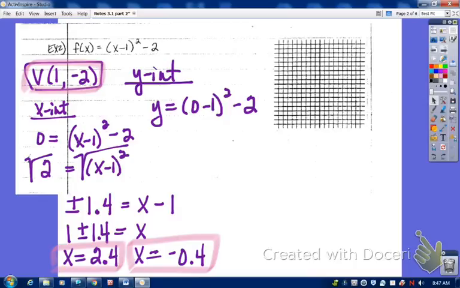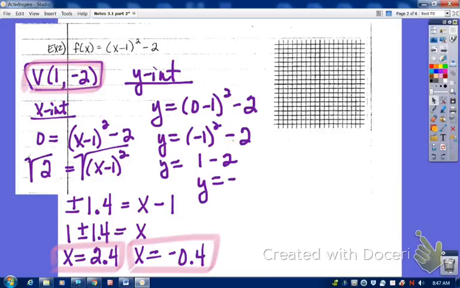A little bit easier to find the y-intercepts because the equation is technically already solved for y. So you'll do order of operations. You'll do your parentheses first, and you'll get negative 1 squared and then minus 2. Then you'll do your exponent. That's positive 1 minus 2. And your y-intercept will come out to be negative 1.